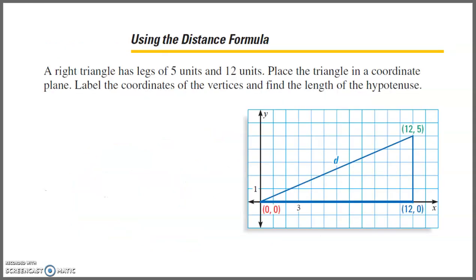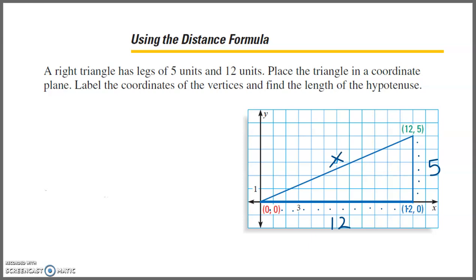A right triangle has legs of 5 units and 12 units. We've placed the triangle in a coordinate plane. We've labeled the vertices, and now we're going to find the length of each side. So, remember, this length we can just count. 1, 2, 3, 4, 5, 6, 7, 8, 9, 10, 11, 12. 1, 2, 3, 4, 5.